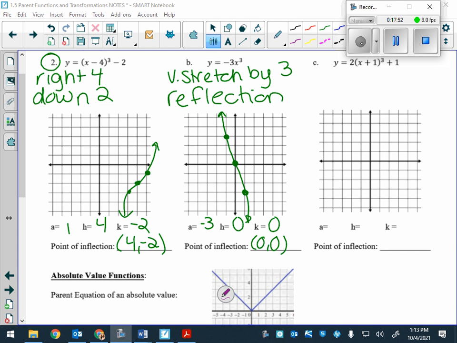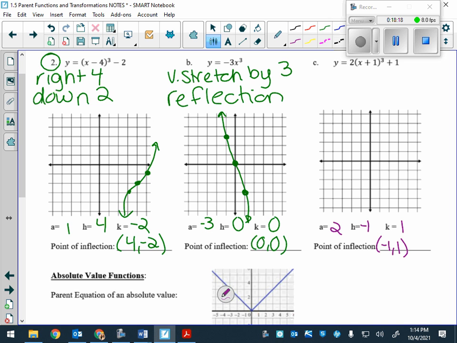So Taylor, what's my A value? 2. Good. H, Emma. -1. Good. K, Nolan. 1. My point of inflection, Cece. -1, 1. Okay. So before we graph anything, what is one transformation?